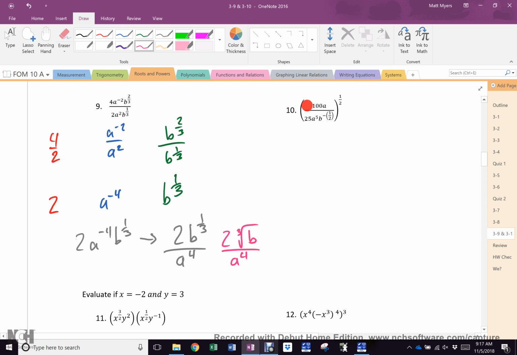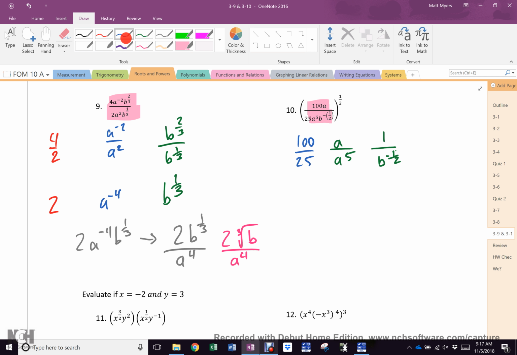Maddie noticed that inside the brackets here looks a lot like that question, doesn't it? And Maddie said, if it works once in math, it always works in math. So Maddie went 100 divided by 25, and then she probably went a divided by a to the fifth, and then she said, wait a minute, there's no other b's there, so I got to write a 1 over b to the negative 1/2.